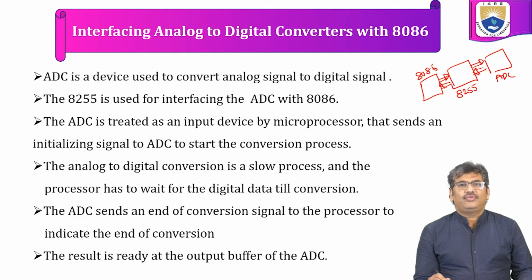So the necessity of ADC is, in general, all the sensors are going to measure a physical parameter and give the output as voltage or current in terms of analog signals. For processing these signals through a processor, we have to convert the acquired analog signal into a digital signal.